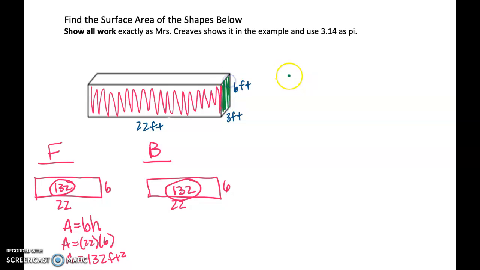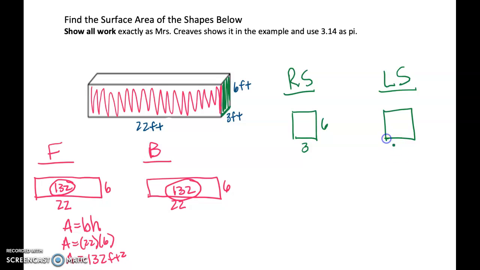All right, now let's do this right side. So this right side has a companion, right? It's the left side. So this right side is a rectangle here. Its measurements are 3 by 6. Okay, so the left side is also 3 by 6. Our area formula is base times height, so our area is 3 times 6, and that is equal to 18 feet squared. So I put 18 in here and 18 in here.